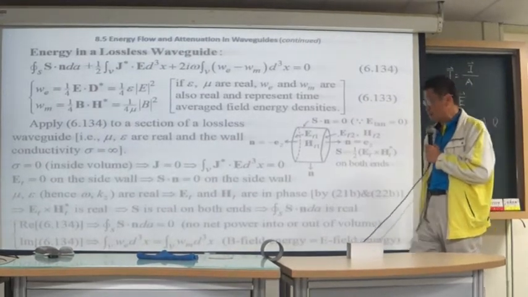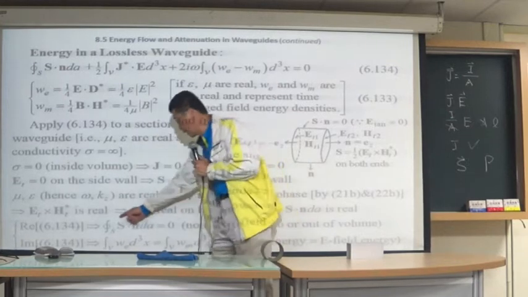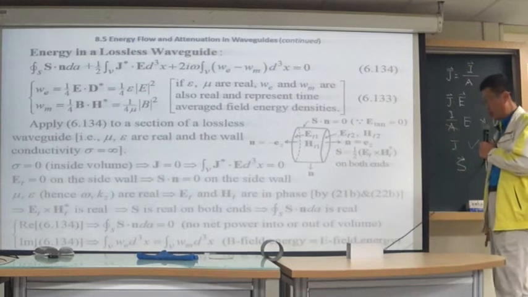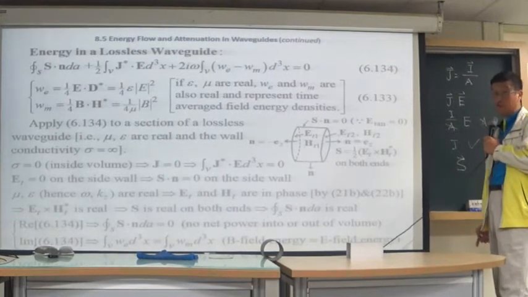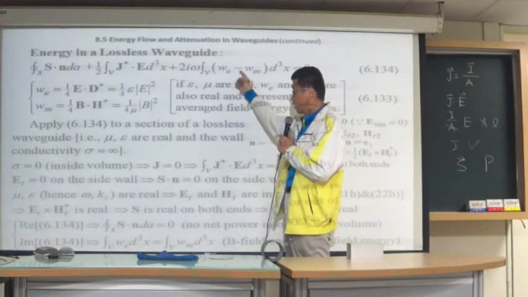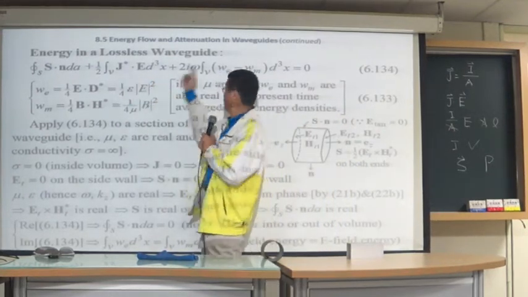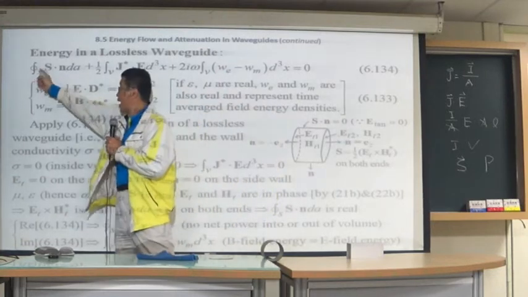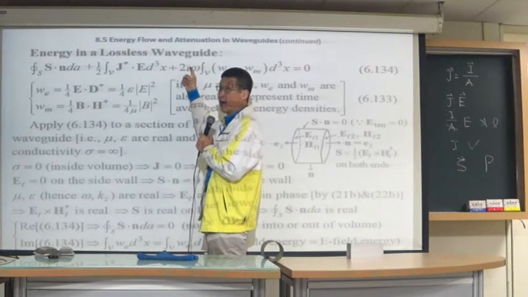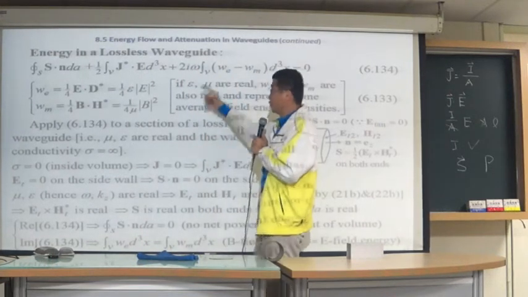Okay, so take the real part. We got this one equals zero. No net power into or out of the volume. So these two are equal, and all equal, and take the real part. So this one, we have an i here.